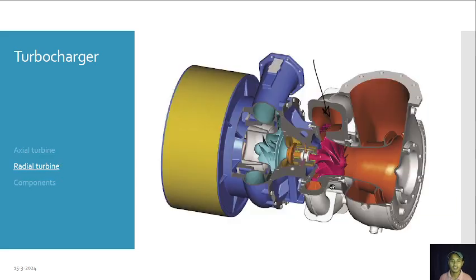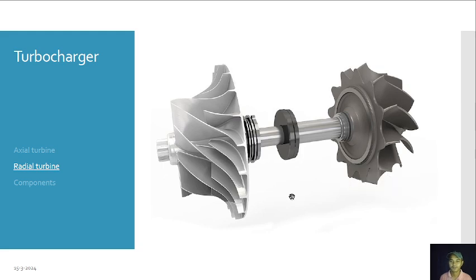While for the radial turbine, the exhaust gas will enter in here radially into the blades, and then moves out to the funnel. So the exhaust enters into the turbine radially, and that's why it is called a radial turbine. So this is the compressor of a radial turbine turbocharger.